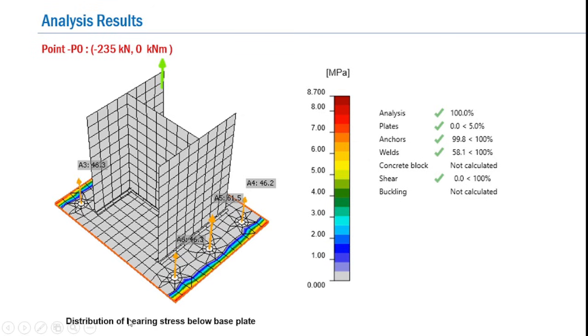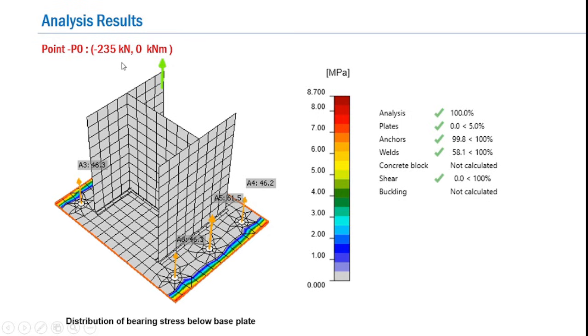So here is shown the distribution of the bearing stresses below the base plate. Obviously we know that under pure tension we don't expect any kind of base plate contact with the pedestal. However, as there is an effect known as prying, we notice that some edge portion of the base plate is in contact, and therefore we get some kind of pressure distribution at the edges of the base plate. However, this pressure is not critical. We find that the maximum value is of the order of 8.7 MPa.